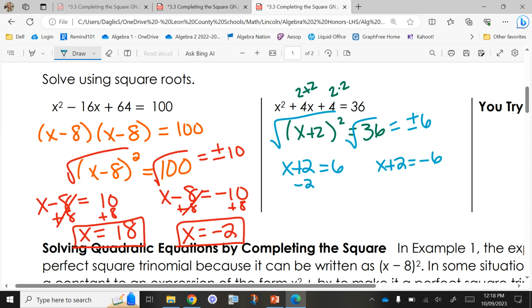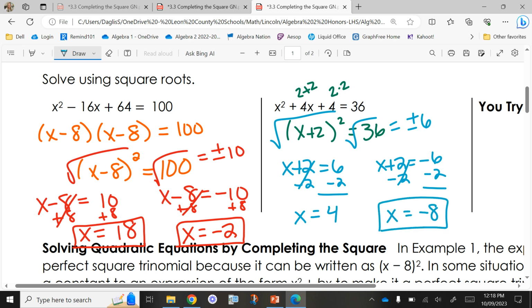All right, we're going to subtract 2 all the way. Right here, 6 minus 2 gives me 4. And on this side, negative 6 minus 2 equals negative 8. Okay, these are still quadratics, so we talked about it. They typically cross the x-axis 2 different times. So this is what we're finding. We're just doing it with the strategy or the method of completing the square.